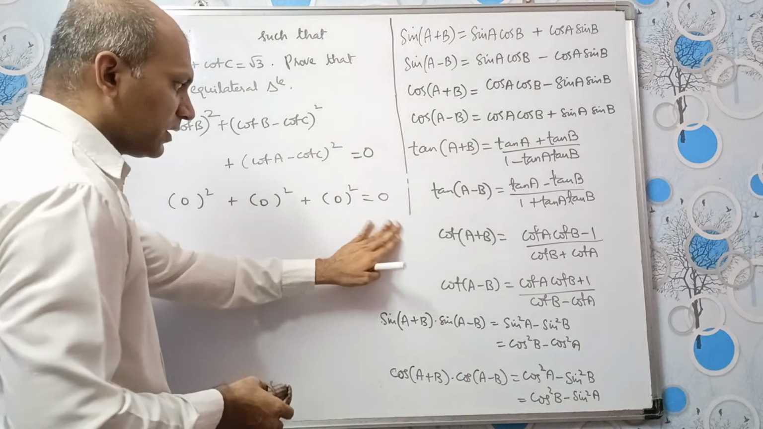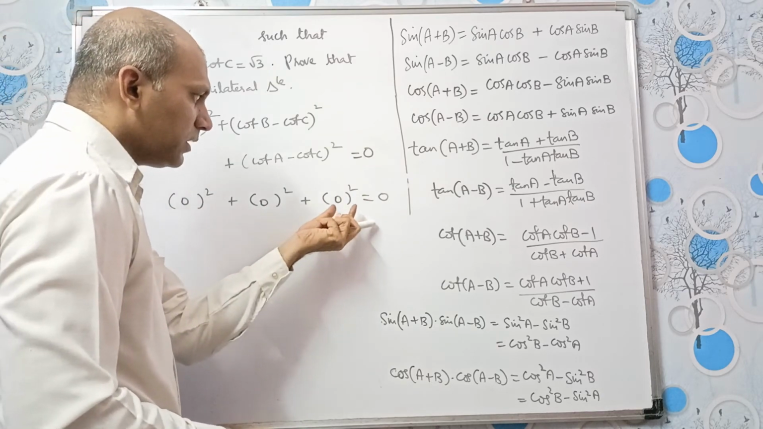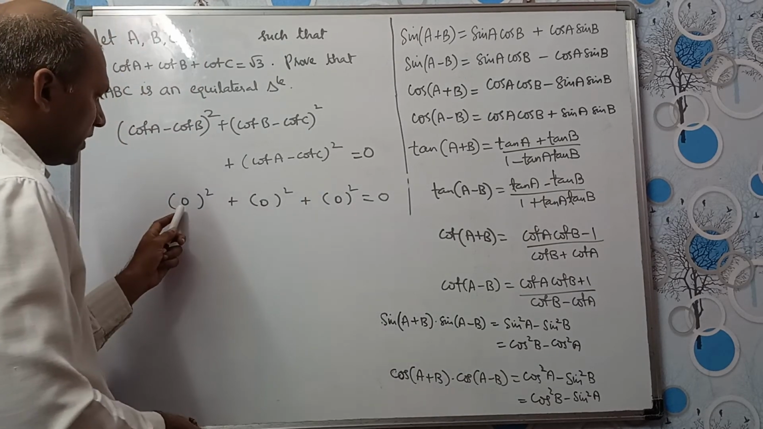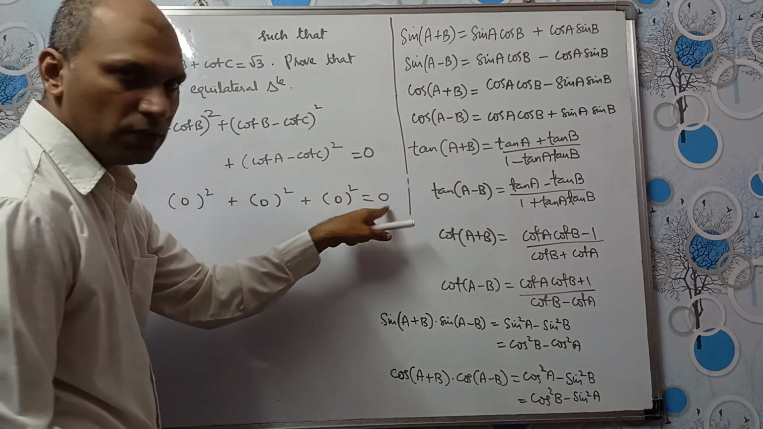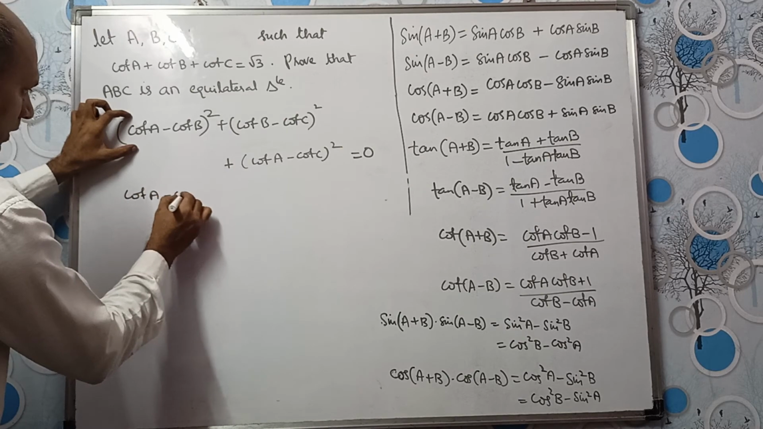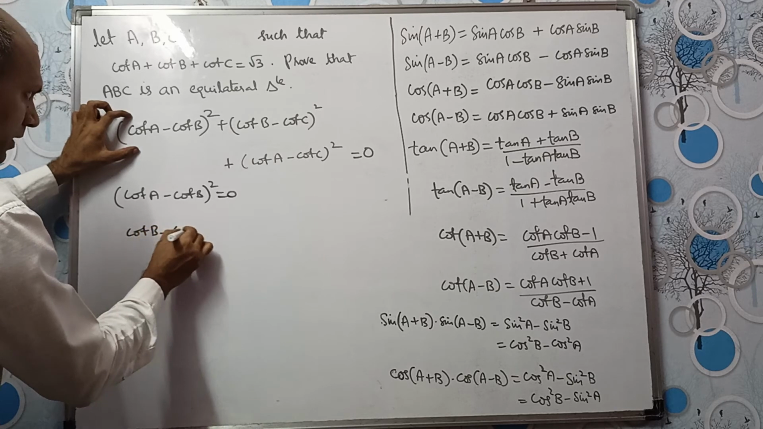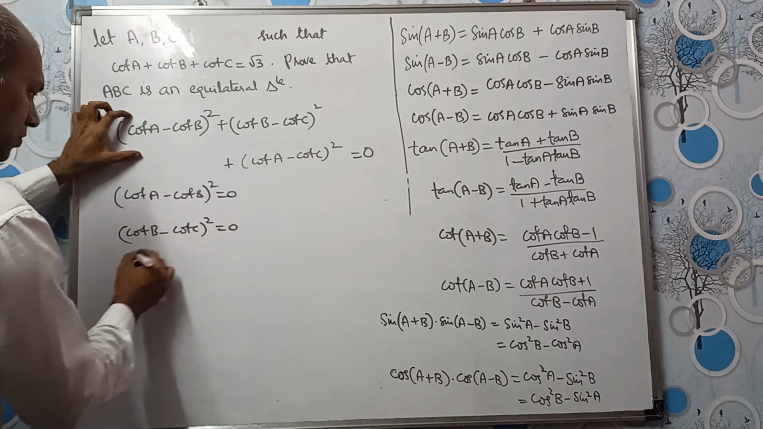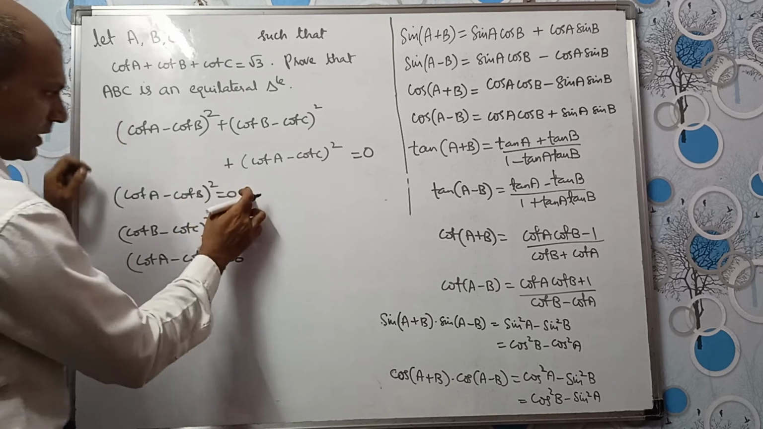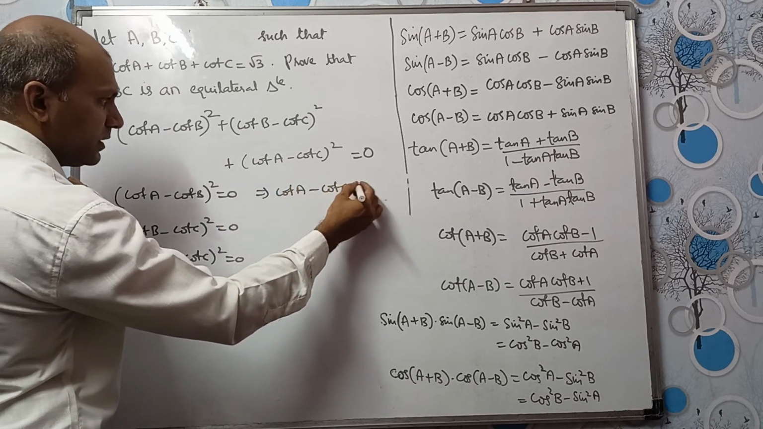You have square number, square number, square number. It is 0 only in one case, in which all these three numbers are zeros. Even if one is non-zero, you will not get 0 here. Which means cot A minus cot B whole square should be 0, and cot B minus cot C whole square should be 0, and cot A minus cot C whole square should be 0. You send the square to the other side, root 0 will be 0, right? So what do we have? We have cot A minus cot B is equal to 0.